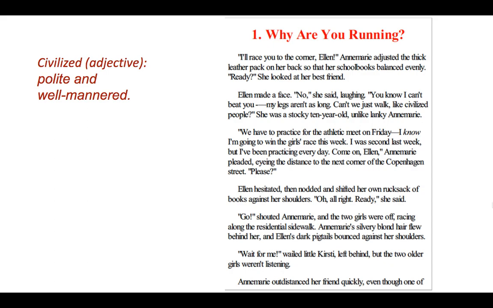Chapter 1: Why Are You Running? Number the Stars by Lois Lowry. "I'll race you to the corner, Ellen." Anne Marie adjusted the thick leather pack on her back so that her school books balanced evenly. "Ready?" She looked at her best friend. Ellen made a face. "No," she said, laughing. "You know I can't beat you. My legs aren't as long. Can't we just walk like civilized people?"